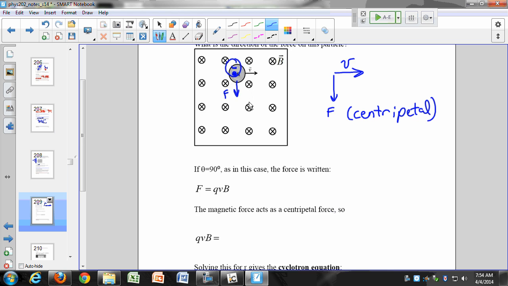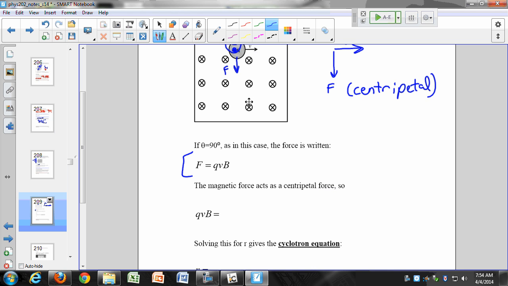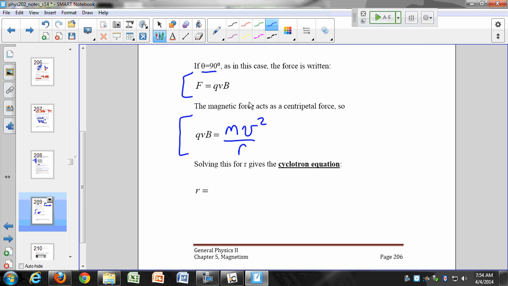Now we can write our force like this. F is equal to QvB if theta is equal to 90 degrees, which in a mass spectrometer it is. You set it up that way. And then the magnetic force is a centripetal force, so you can equate that to the mass times the centripetal acceleration. If you recall this from last semester, that QvB equals mv squared over r. And then from this we can get the cyclotron equation. If I solve this for r, one of my v's cancels, and r equals mv over qB. It's called the cyclotron equation. It's on your equation sheet, or at least some variation of it.